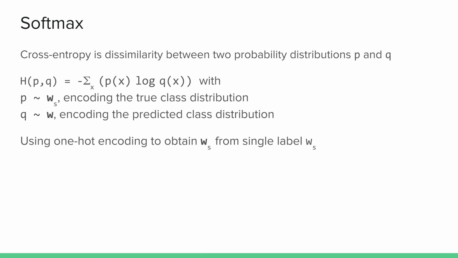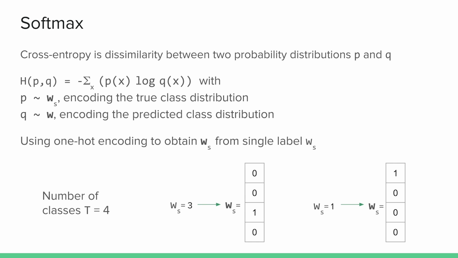What is a softmax activation function? We already talked about the loss last lecture that we use for regression or classification problems, and the loss I talked about was the cross entropy loss, which measures the dissimilarity between two probability distributions P and Q. To obtain a probability distribution from this categorical input, we use a so-called one-hot encoding. So we have a single label, and we obtain a vector by using one-hot encoding.